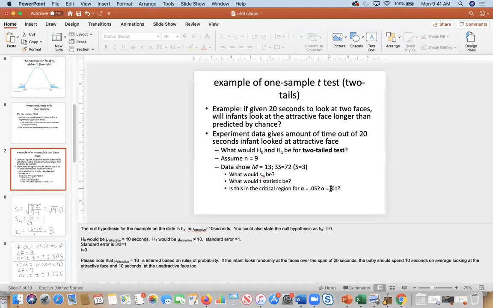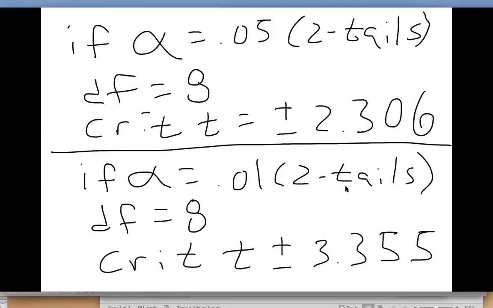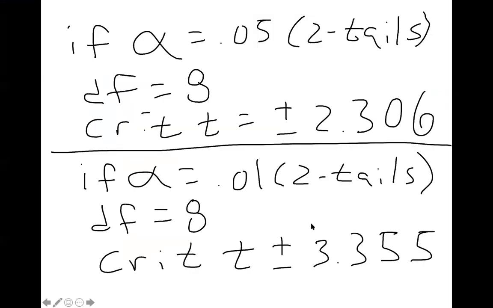So if we assume that alpha equals 0.01, our critical T is plus or minus 3.355. So would our T value of 3 be in the critical region if this was our critical T value? No. You're correct. Can you explain what the justification is? Because 3 is less than 3.355, therefore it doesn't fall into the shaded region. Exactly. That's T.